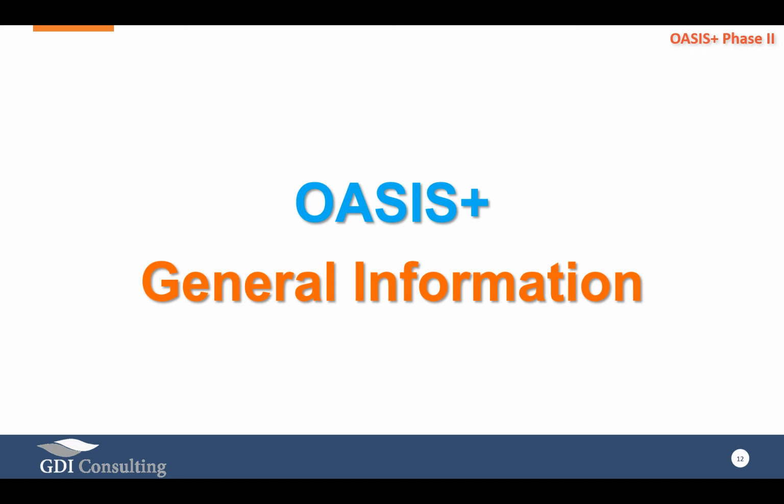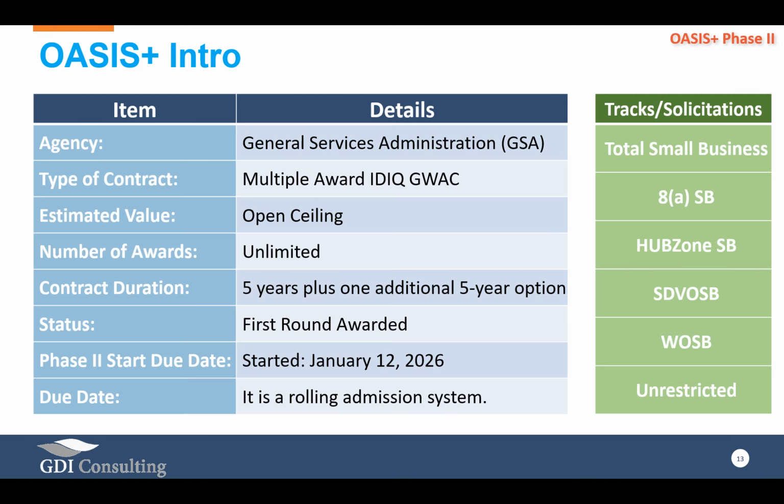Okay, so let's now look at OASIS Plus. That was OASIS, the previous contract. Let's now look at OASIS Plus. So we have the general information. GSA is the contract owner. It's a multiple award IDIQ GWAC, government-wide acquisition contract, meaning that all federal agencies can actually put out task orders under this. It has an open ceiling, number of awards unlimited, and this phase 2 is unlimited as well.